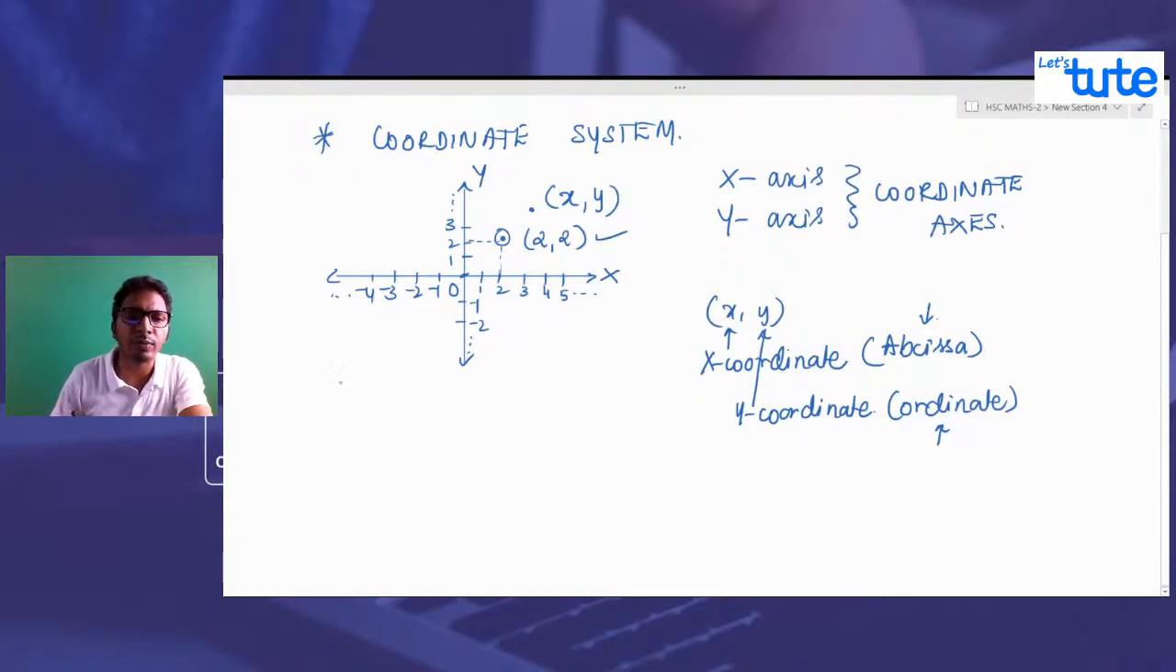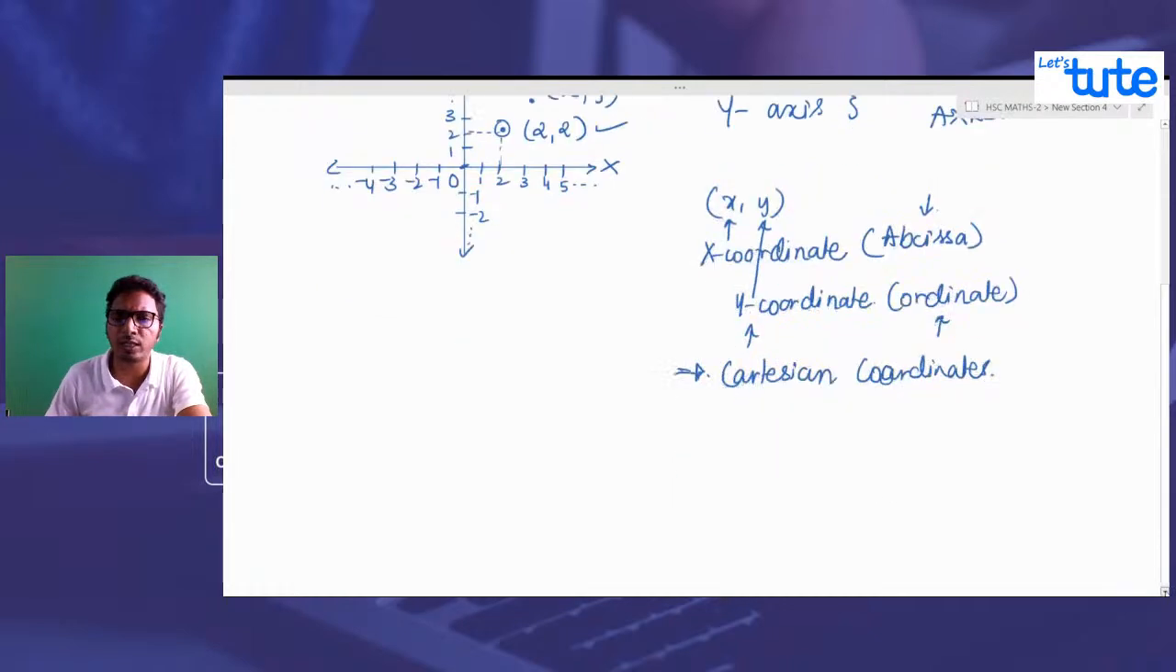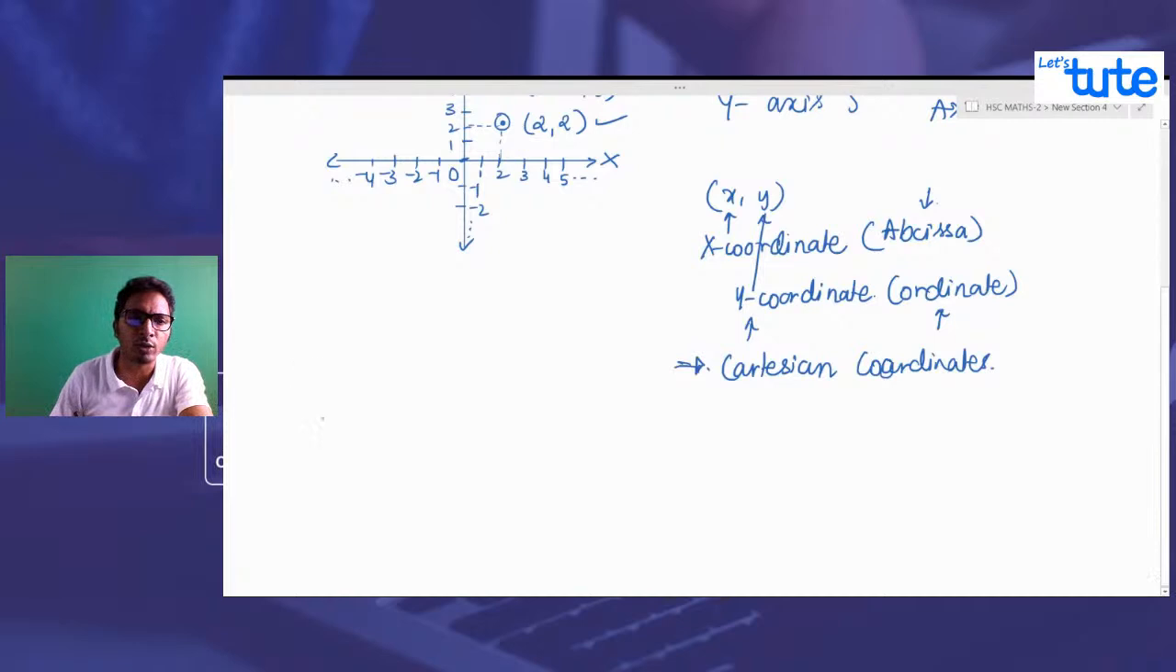Let me write over here. They are also called Cartesian coordinates. So any point on the coordinate system, you can write it with respect to x and y, and they are called the x coordinate and y coordinate, and they're also called Cartesian coordinates. Fine then. So the first topic I wanted to discuss here is the distance formula.